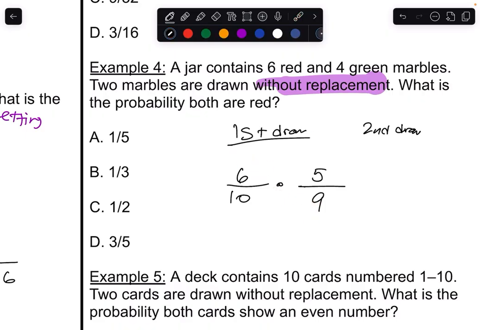In this case, you still multiply. 6 times 5 is 30. 10 times 9 is 90. Simplify this or do that trick we mentioned in the last video. If you struggle with simplifying fractions, watch the last video. We gave you a trick on how to make sure you get the correct answer every single time. Divide by 30. Divide by 30. 1 over 3 in this case.